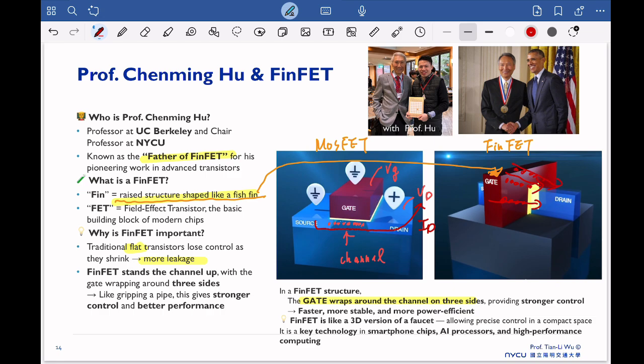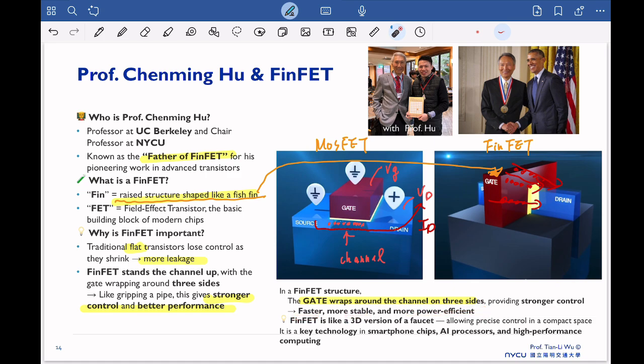So we have the gate that wraps the channel on 3 sides, and this gives us better, stronger control and better performance. So in a FinFET structure, the gate wraps around the channel on 3 sides, providing stronger control that gives us a faster, more stable, and more power efficient device.